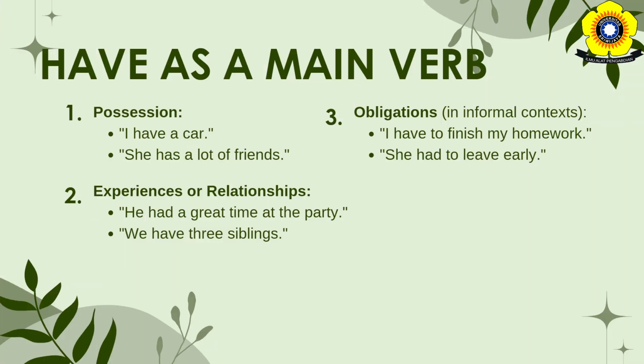Have as a main verb. For the first one, usage is possession. I have a car. She has a lot of friends. Second one is experiences or relationships. Examples, he had a great time at the party. We have 3 siblings. The last one is obligations. I have to finish my homework. She had to leave early.